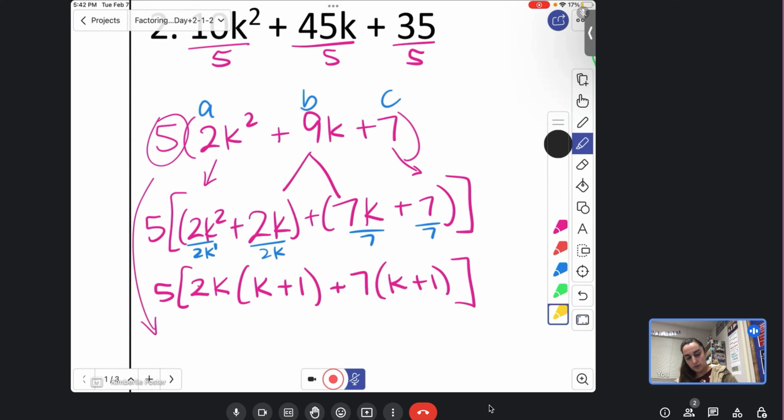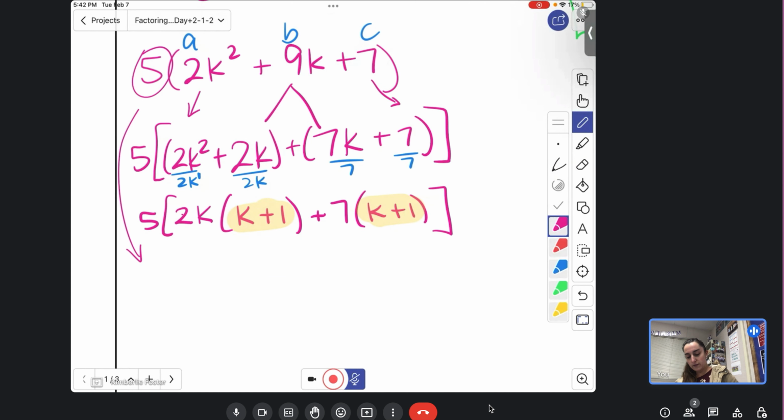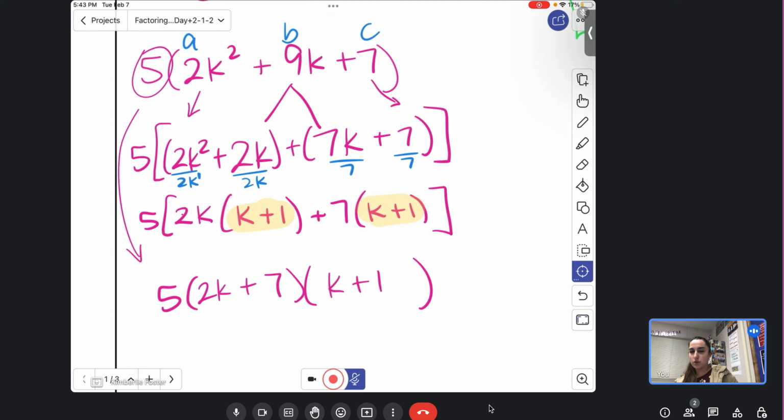All right, how do I know I'm good? Well, what's in my parentheses matches. So my final answer, we're bringing that 5 down in front of our parentheses. This one I'll write in the opposite order than the last one just to show you that we can do that. 2k plus 7 and k plus 1. Where did I get 2k plus 7? That's the term we factored out here and the term we factored out here. We put those two together. So 2k plus 7 and k plus 1.